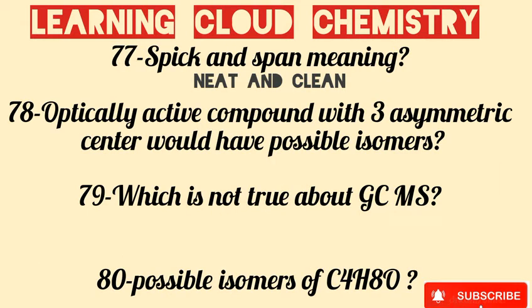Spick and span meaning neat and clean. Optically active compound with 3 asymmetrical centers would have 8 possible isomers.